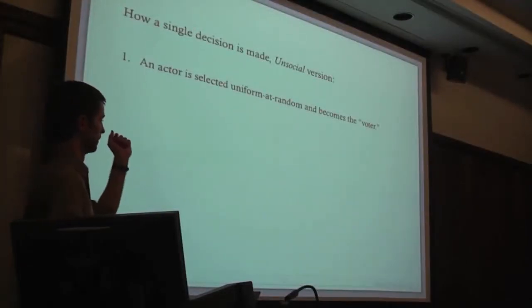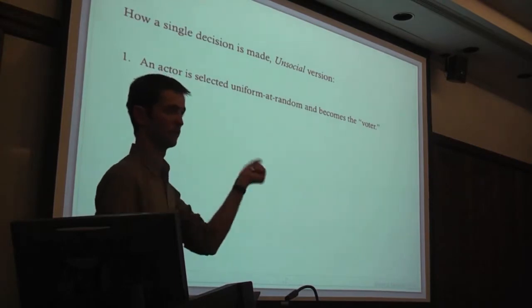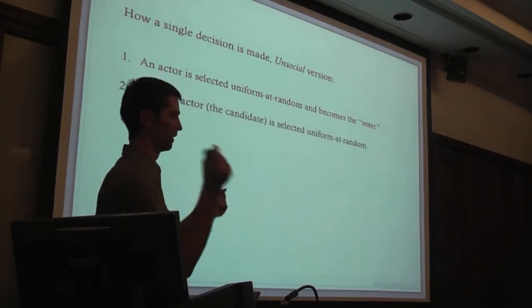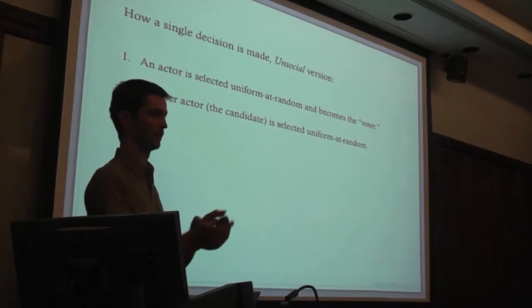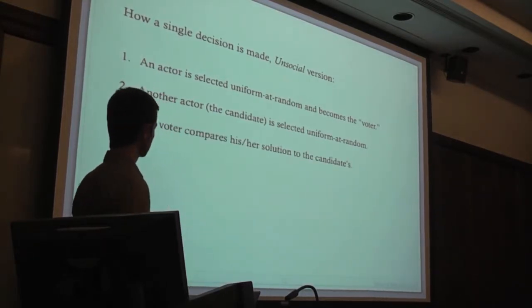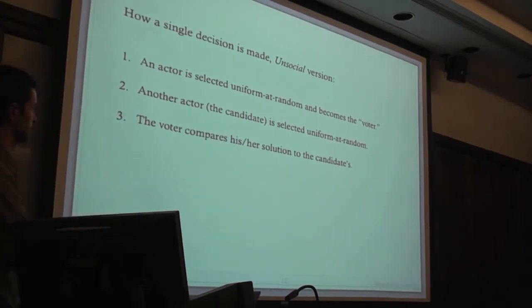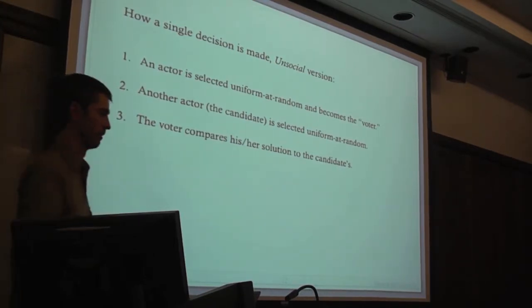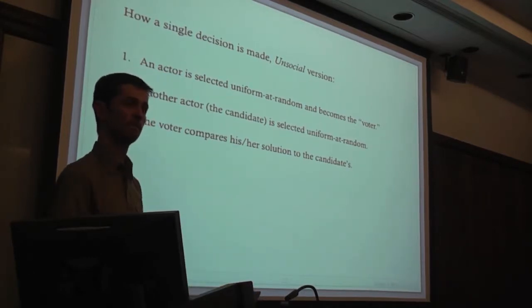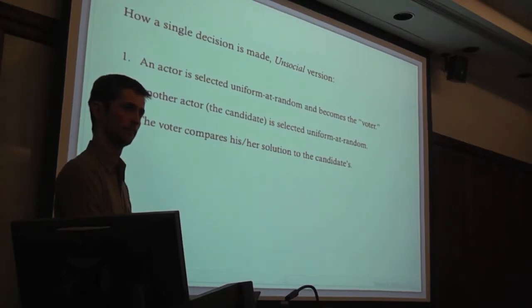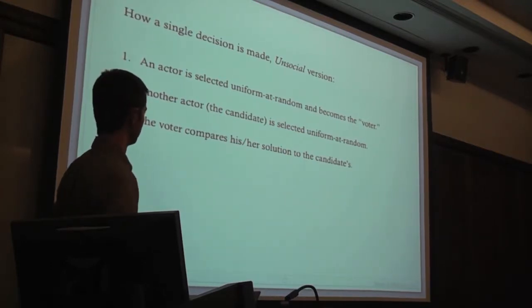Okay, so how a single decision is made by an agent. We grab one uniform at random from the space, and label them the voter. Then we grab another one uniform at random, and label them the candidate. The voter is the one who gets to decide, the candidate is the one that they're evaluating. Then they make a comparison of their position and urgency to the candidate's. The candidate solution is the same as the candidate's position in three dimensional space. Yes.